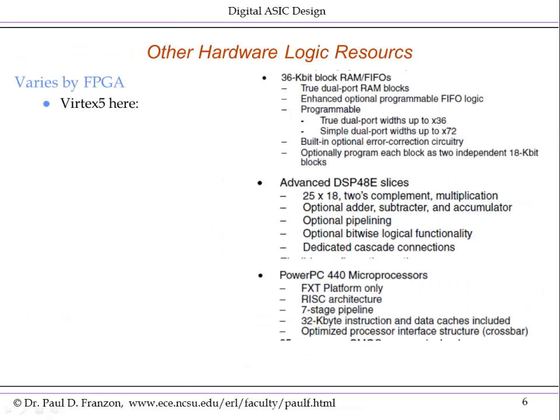Modern FPGAs have a lot of other hardware resources besides the configurable logic blocks and programmable switch matrix. For example, again, I'm focusing on the Virtex 5 family to keep this simple. They have larger memory blocks, 36 kilobit memory blocks that can also be configured as FIFOs, that is first in, first out buffers. And they also include things such as optional error correction circuitry. There's also DSP slices within this particular FPGA family for supporting communications processing functions largely. For example, 18-bit 2's complement multipliers and adder accumulators.